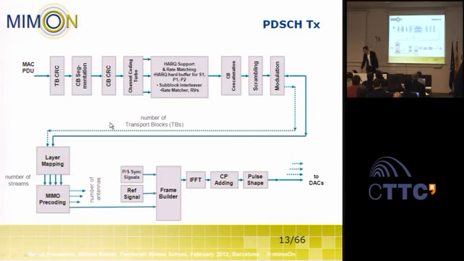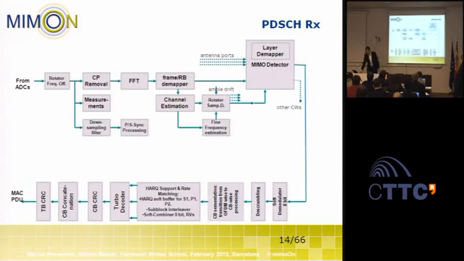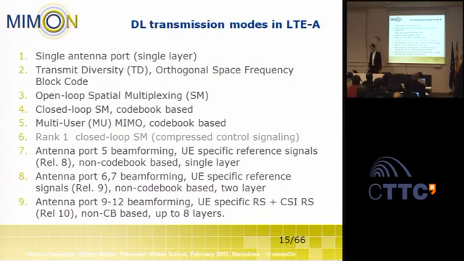At the receiver, I want to skip this. At the receiver side, we perform the opposite processing, and if there is no correct reception, then a negative acknowledgement will be reported, and retransmission will be initiated. So let me, please.